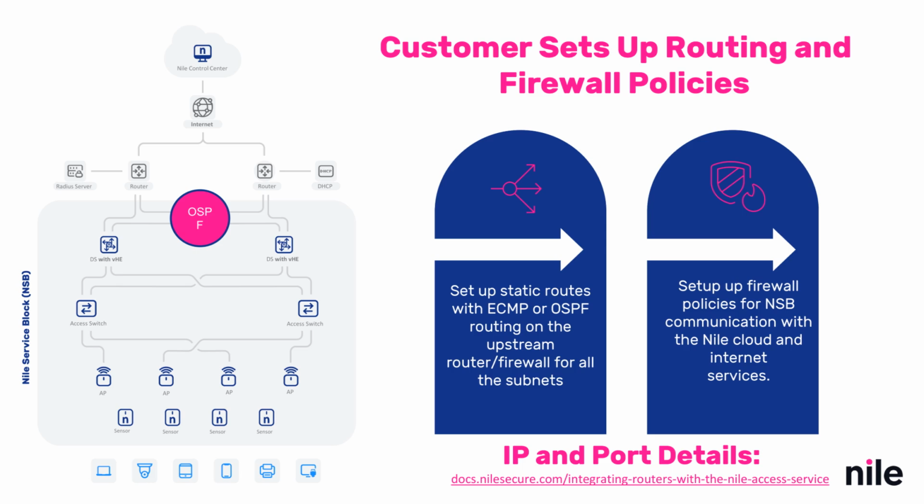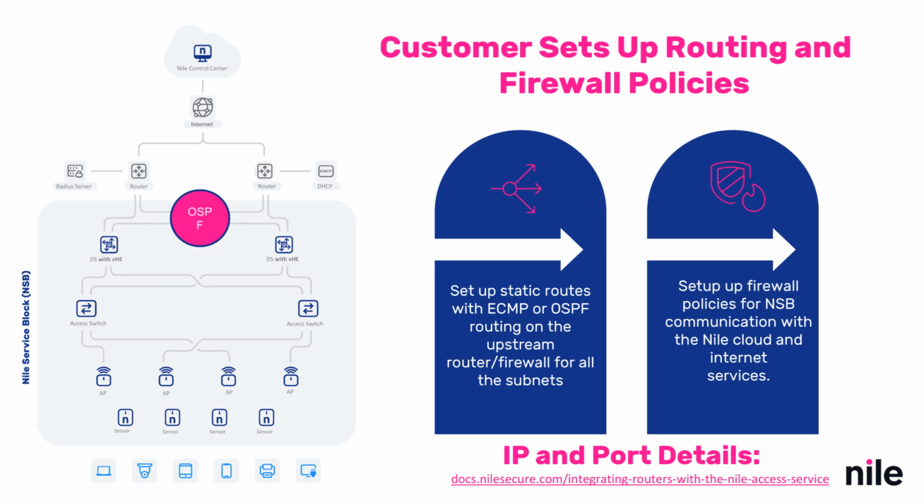As part of your network preparation, it's important to set up both routing and firewall policies to ensure that the Nile service block communicates reliably with your infrastructure and the Internet. On the routing side, Nile supports both static routes with equal cost multipath, ECMP, and OSPF, a dynamic routing protocol. We recommend using OSPF for its flexibility and simplified management. On your end, you'll configure OSPF on your upstream router or firewall.